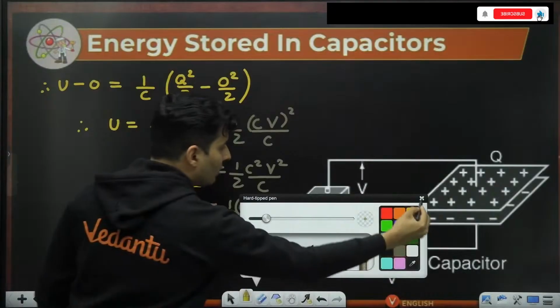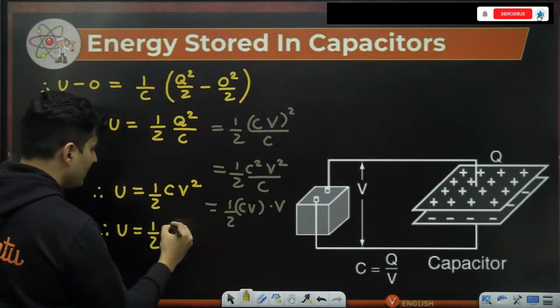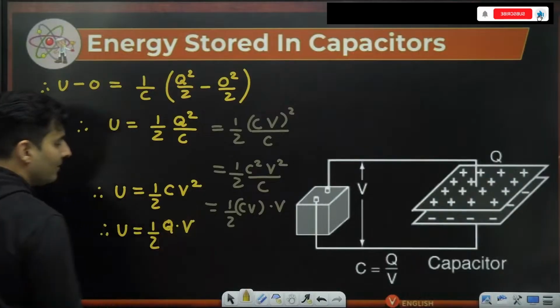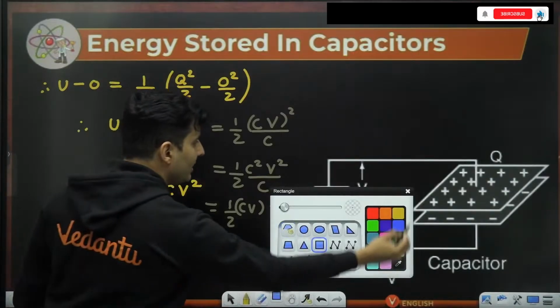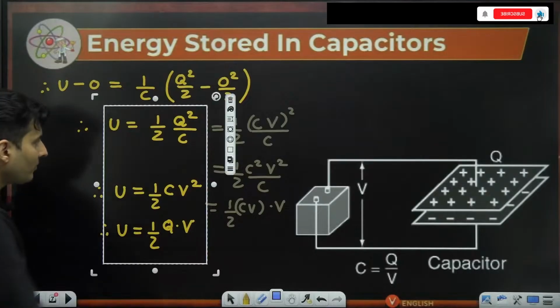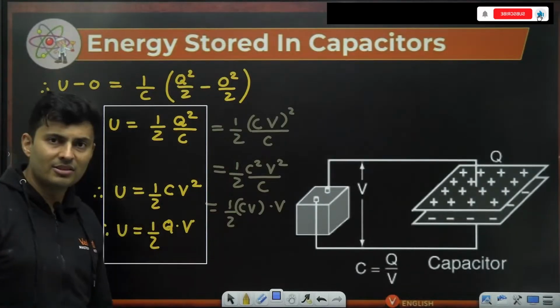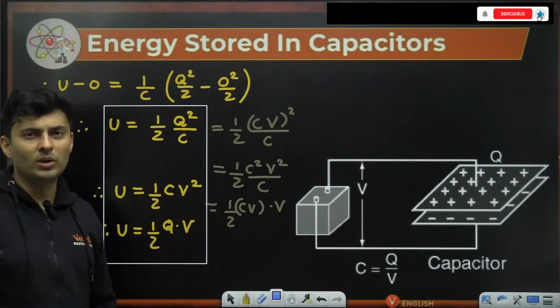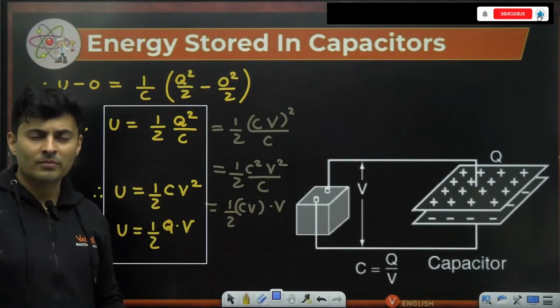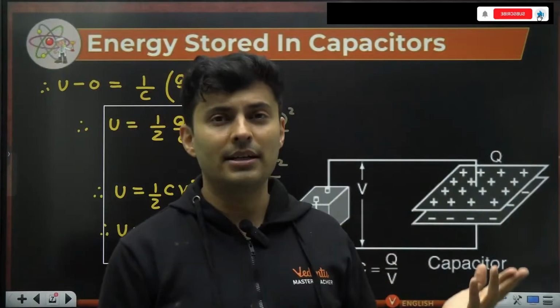So I can also write this down as charge multiplied by the final voltage. All of these are the same things but different ways of writing them. Whether you write half Q square by C, or half CV square, or you write half charge into voltage, one and the same thing. Okay, everyone, you might have learned this in 10th standard in the current chapter.